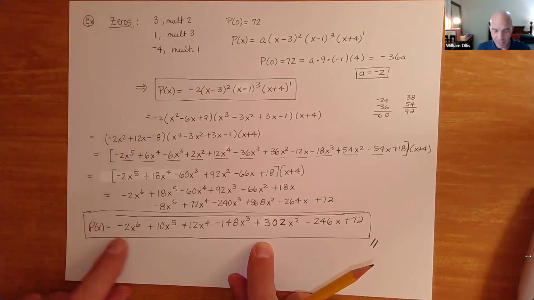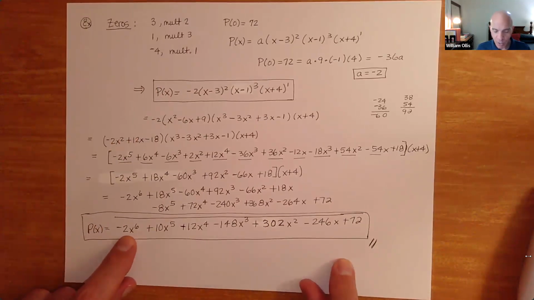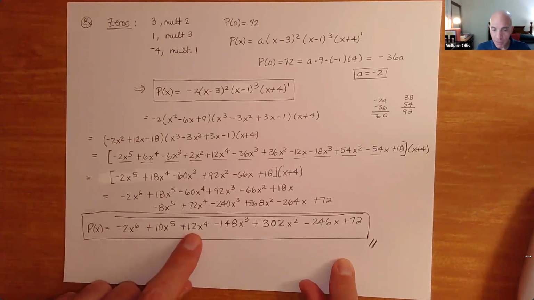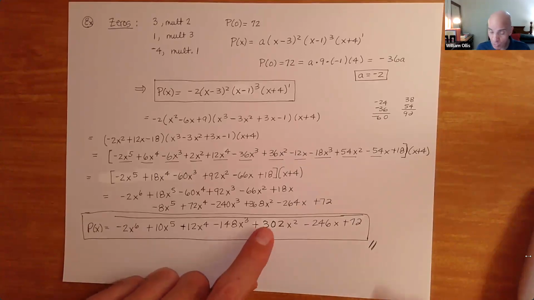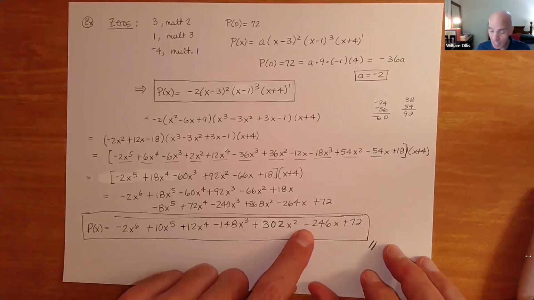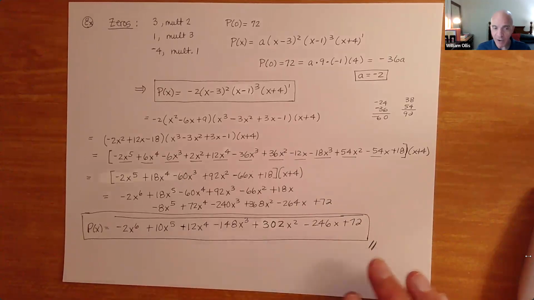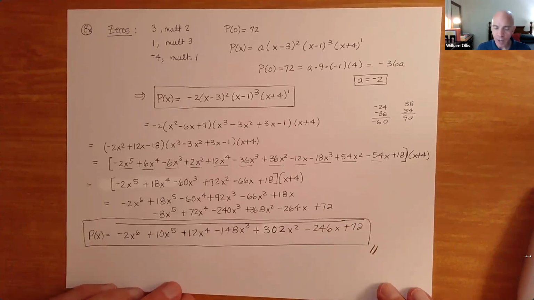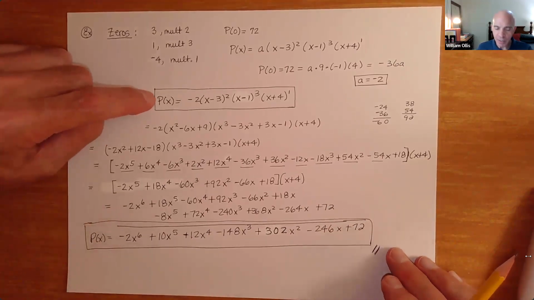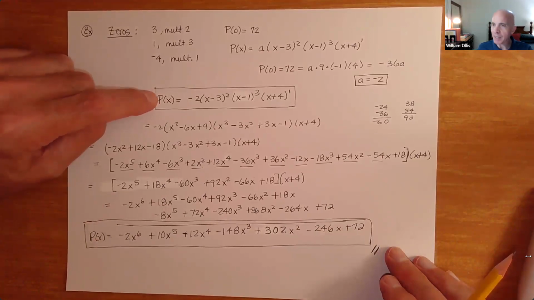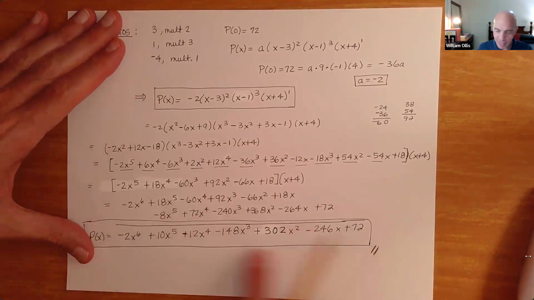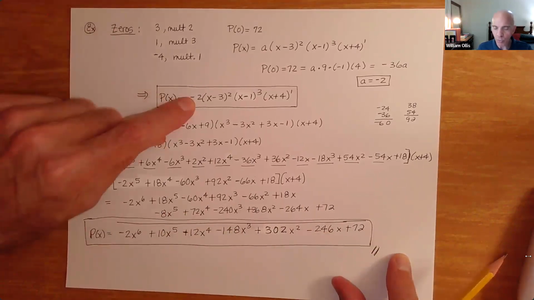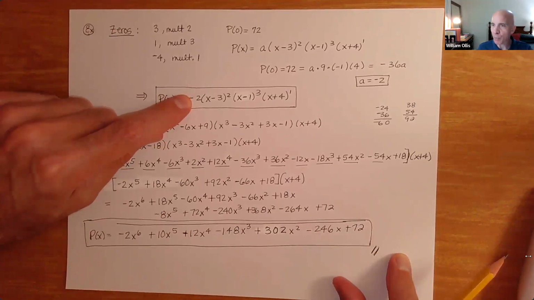So now P of x in descending form is -2x squared plus 10x to the 5th plus 12x to the 4th minus 148x cubed plus 302x squared minus 246x plus 72. Now, you would never be given a problem like this to work backwards. I just want to show you that we see the beauty of having something in this form. Okay. Now, of course, if you're going to differentiate this in a calculus class, this would be easier to do. This would require many applications of the product rule.